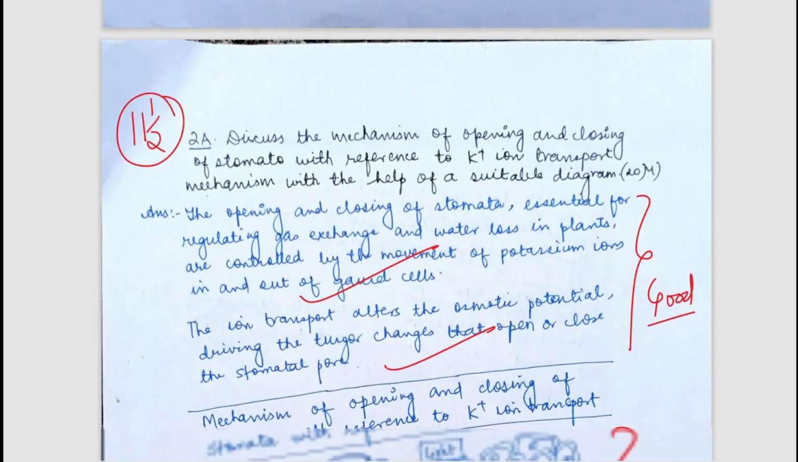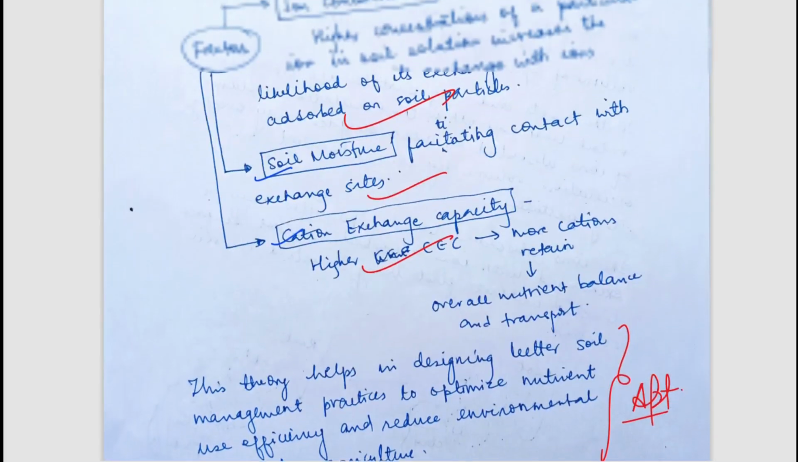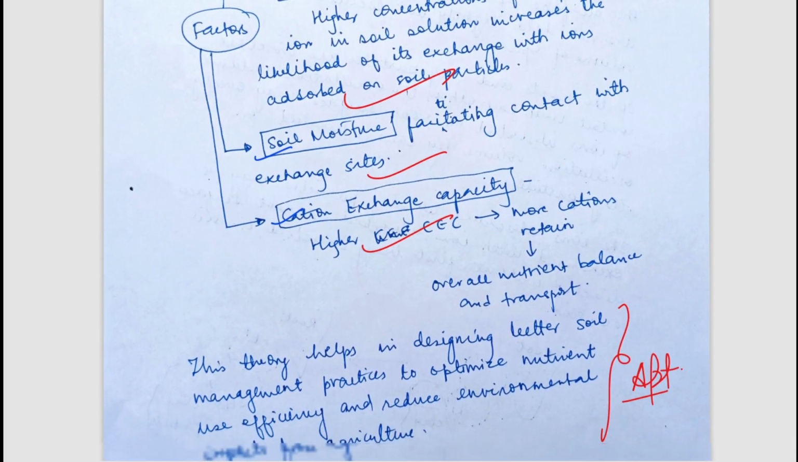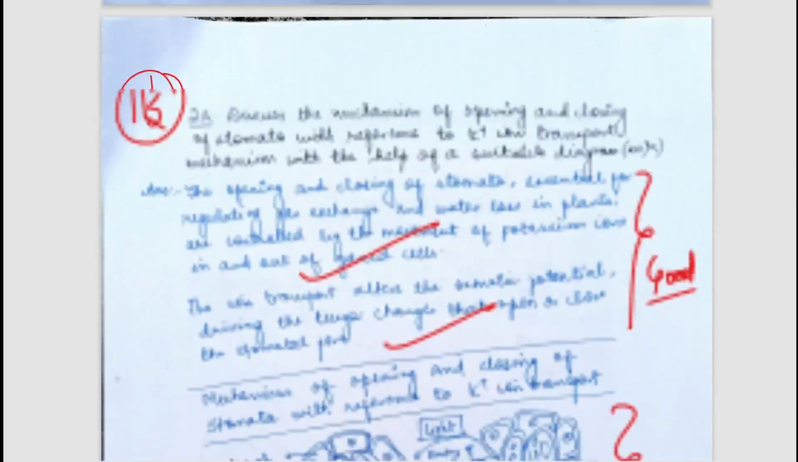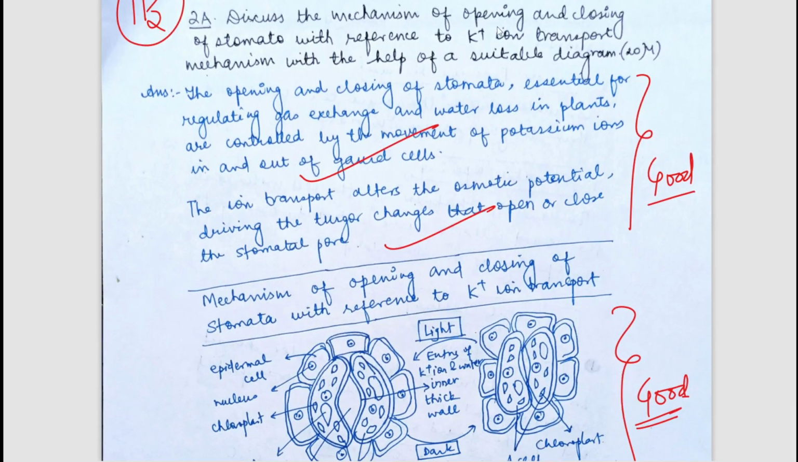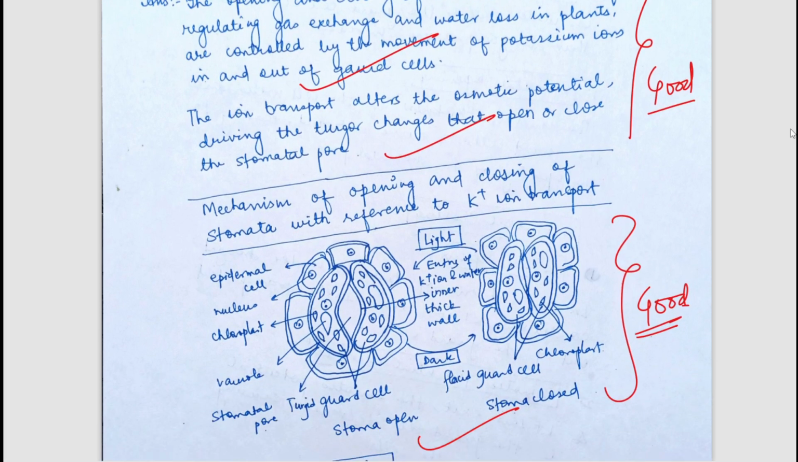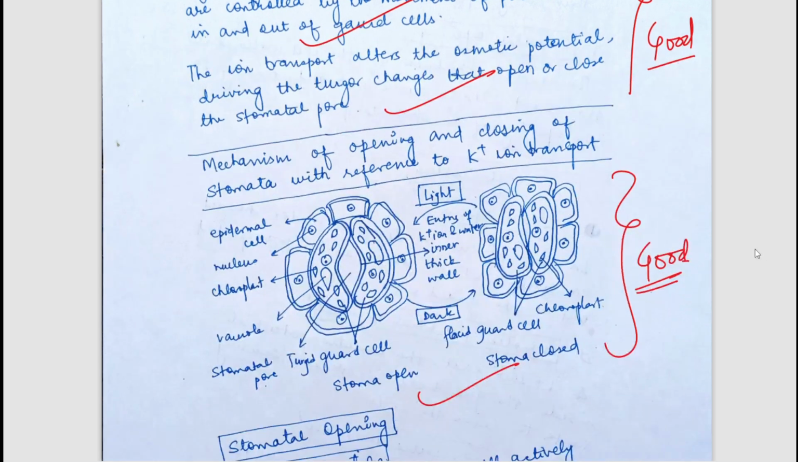Now the next question, if you want to read it, you can pause the video and read it in detail. The next question was, discuss the mechanism of opening and closing of stomata with reference to K plus ion transport mechanism with the help of a suitable diagram. You can see how K plus ions enter and how K plus ions come out of the guard cells of the stomata, which facilitate the opening and closing of the stomata. You can see it in the diagram.